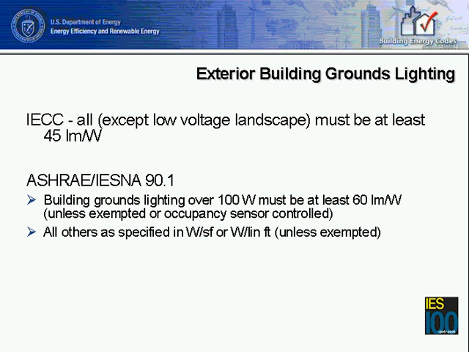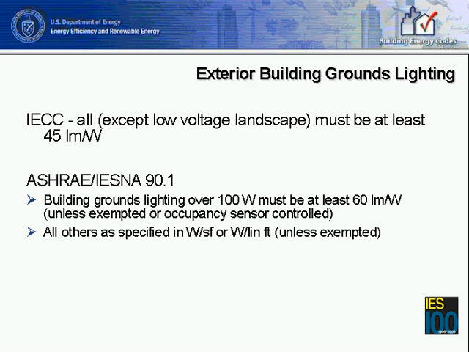Another important part of the standard we want to look at are the exterior requirements. Both IECC and ASHRAE do have requirements for these. The IECC has a fairly simple requirement, and it's simply that exterior building grounds lighting luminaires and equipment must have an efficacy of at least 45 lumens per watt. The ASHRAE 90.1 technical code has a similar requirement for building grounds lighting, but it only applies to luminaires over 100 watts, and the requirement is 60 lumens per watt unless exempted.